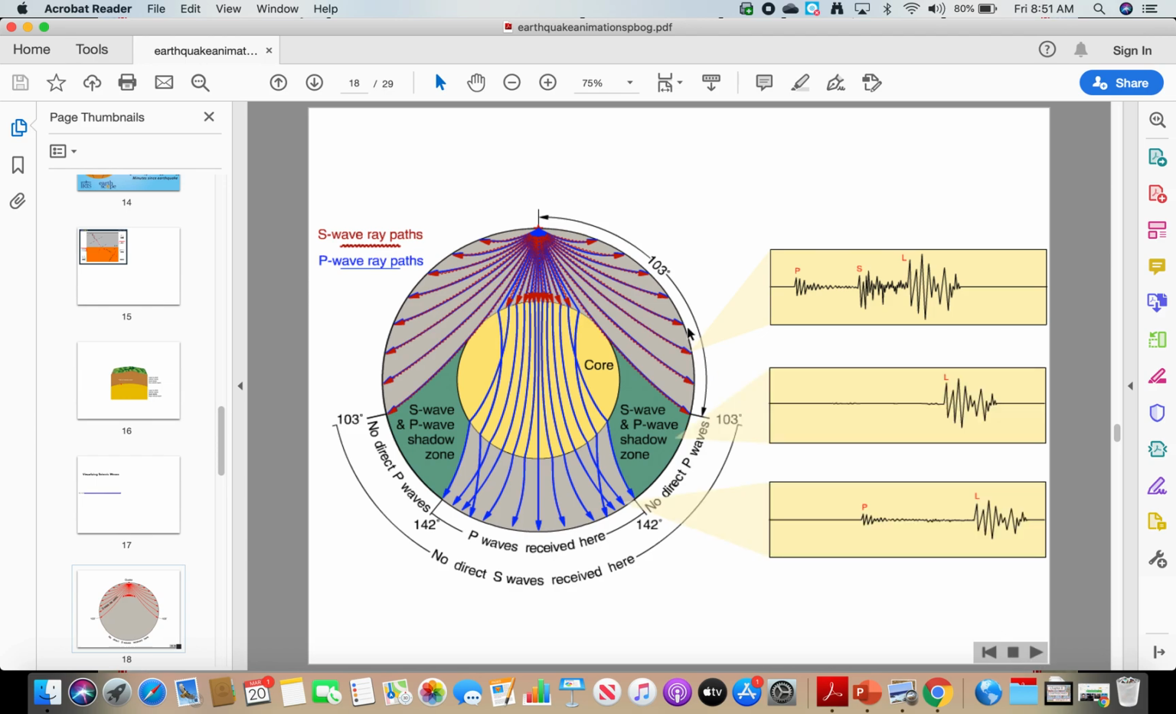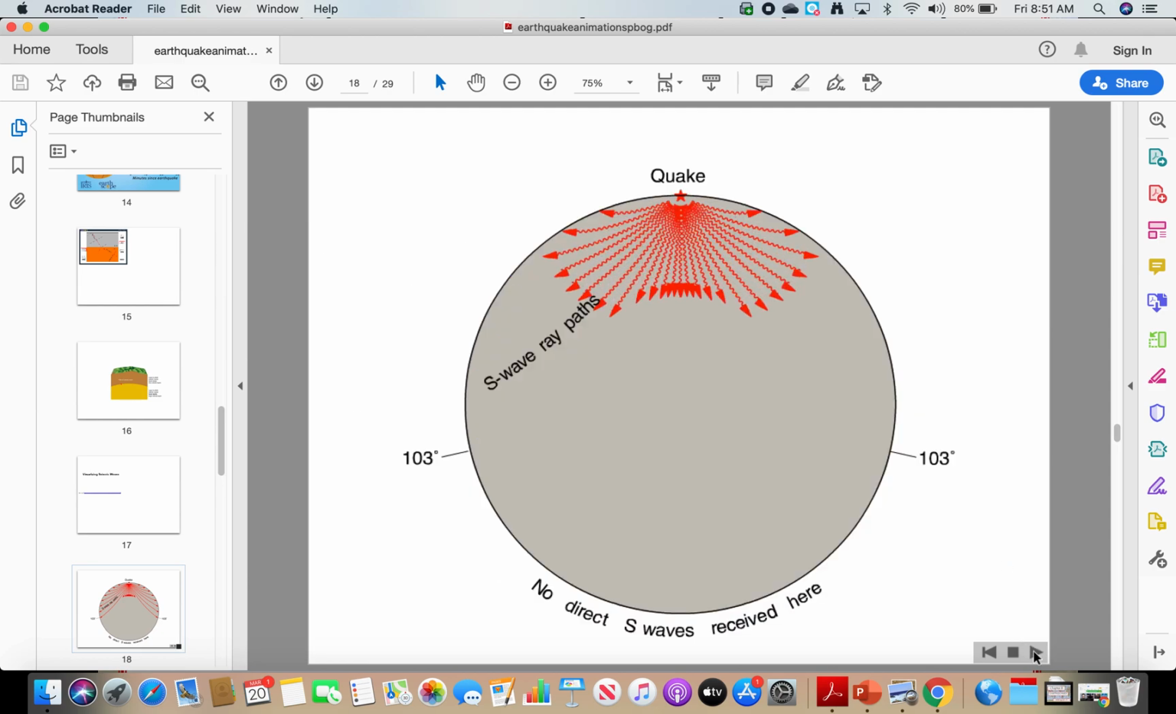Let's take a look at what the varying seismograph stations will see. A seismograph station that is not in any shadow zone is going to get P, S, and L waves, surface waves. A station in the P and S wave shadow zone is only going to get those surface waves. And a machine down here on pretty much the opposite side of the Earth from where the earthquake was is going to get P waves, no S waves, and surface waves. All right, that's a nice model. Let's watch it one more time together.